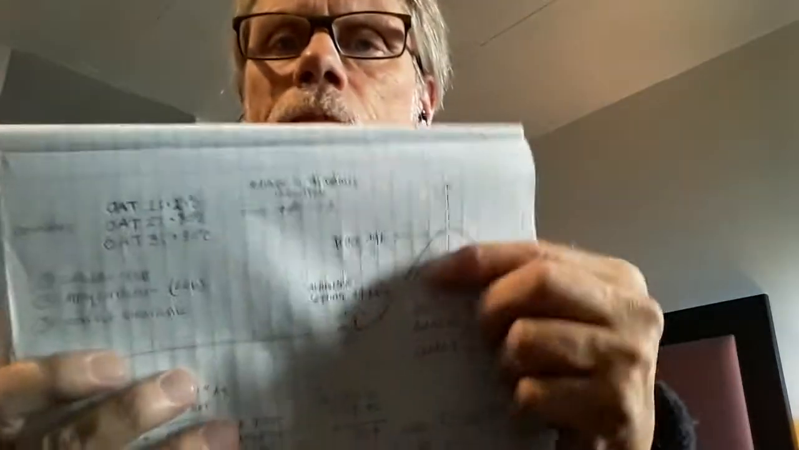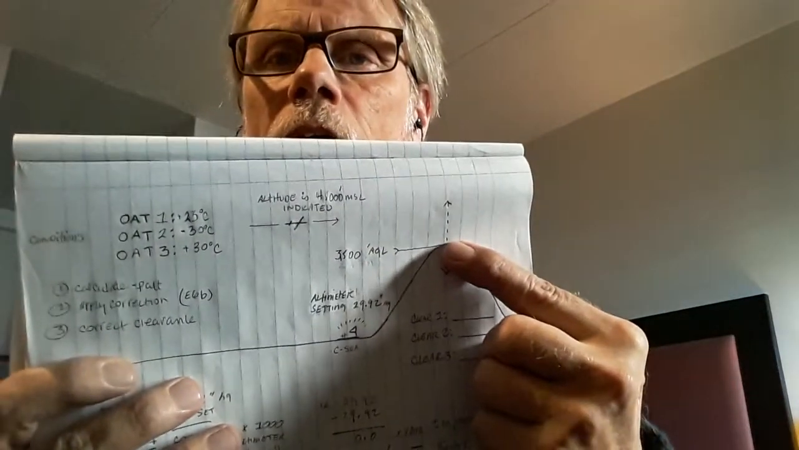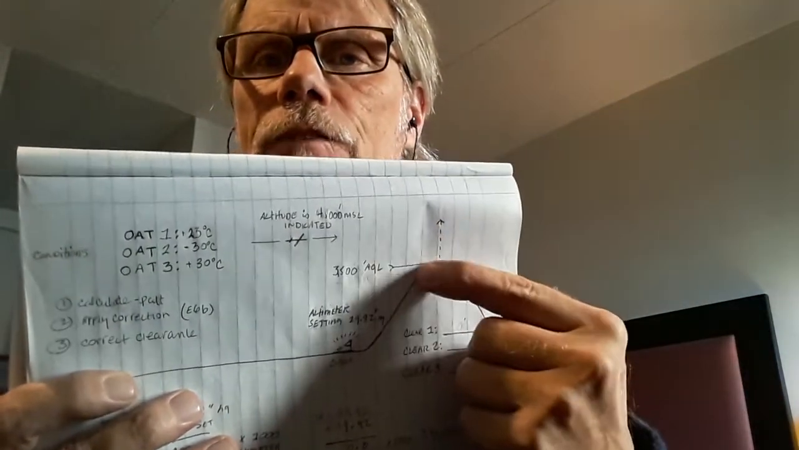So that's 200 feet higher than indicated. That would indicate that I'm going to clear the 3,500 ASL mountain by 800 feet.